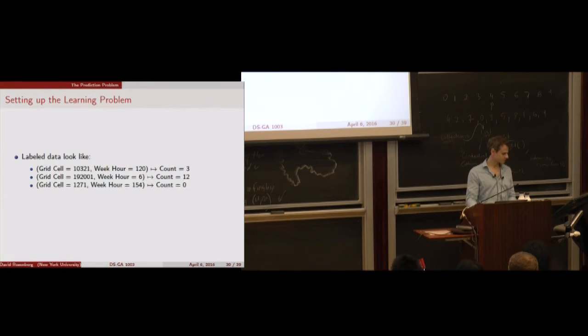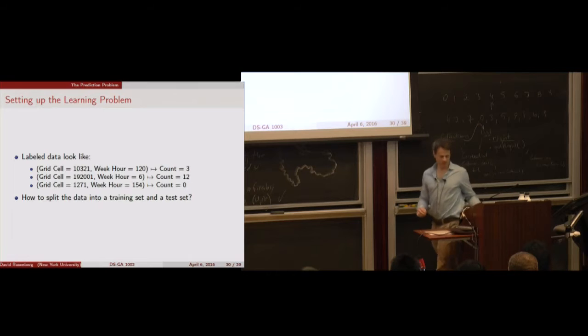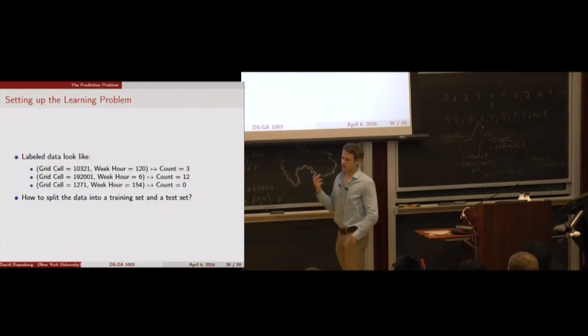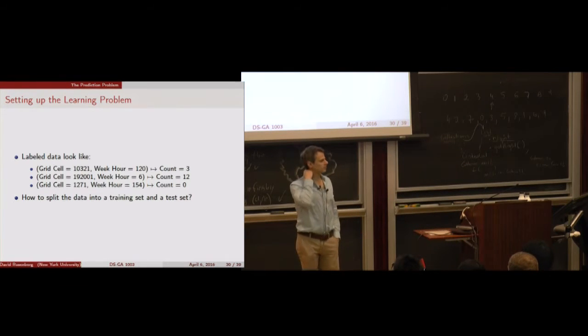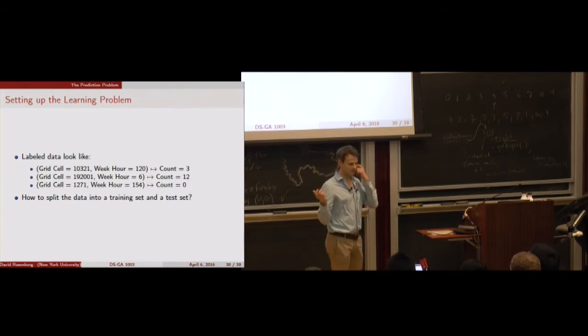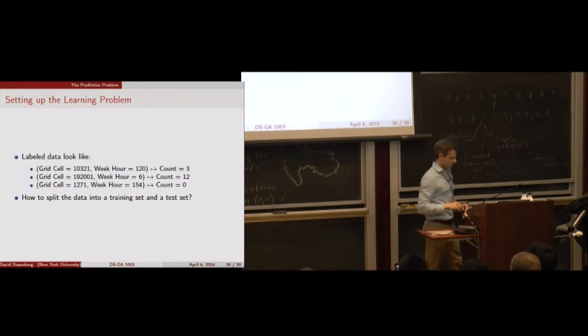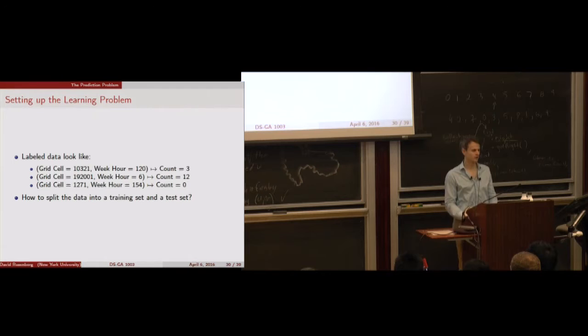OK. So this is the data. This is what labeled training data would look like. Grid cell, week hour, and the count that was observed. So later today we're going to discuss how to evaluate. But how do we even set up the problem? What would be a good way to split this data into training and test? I have about 50 weeks of observed data. And that's what the data look like. Also, each row is timestamped, so I know when it occurred.